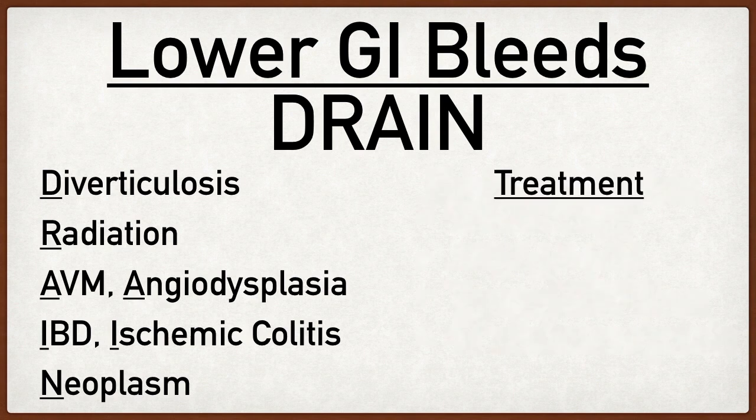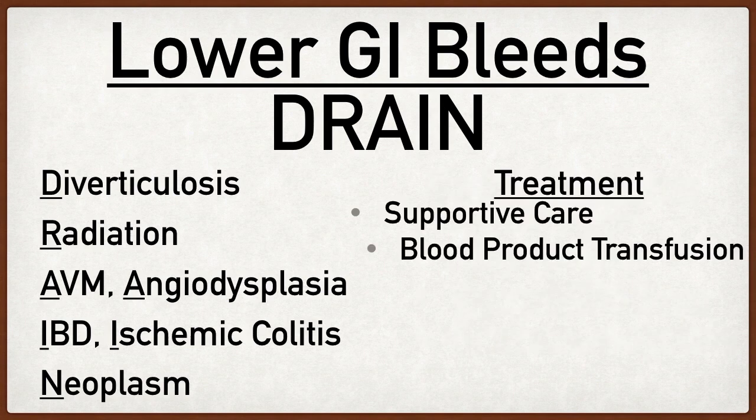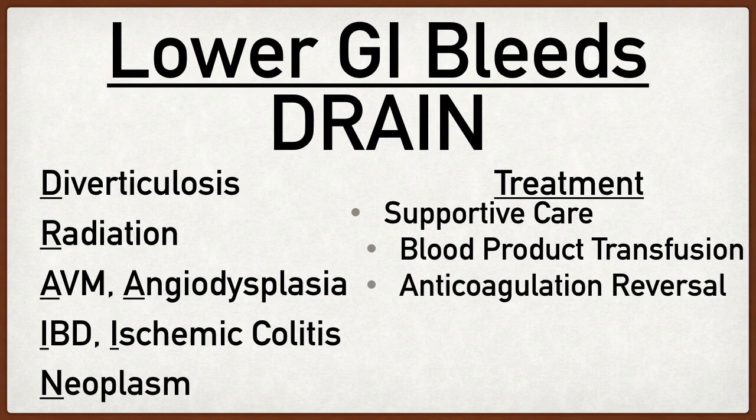Now, how do we treat lower GI bleeds? You're going to want to perform supportive care. The patient may require transfusion of blood products. This could include packed red blood cells or platelets. The patient may also require anticoagulation reversal, and you might need to use things like vitamin K, FFP, PCC.